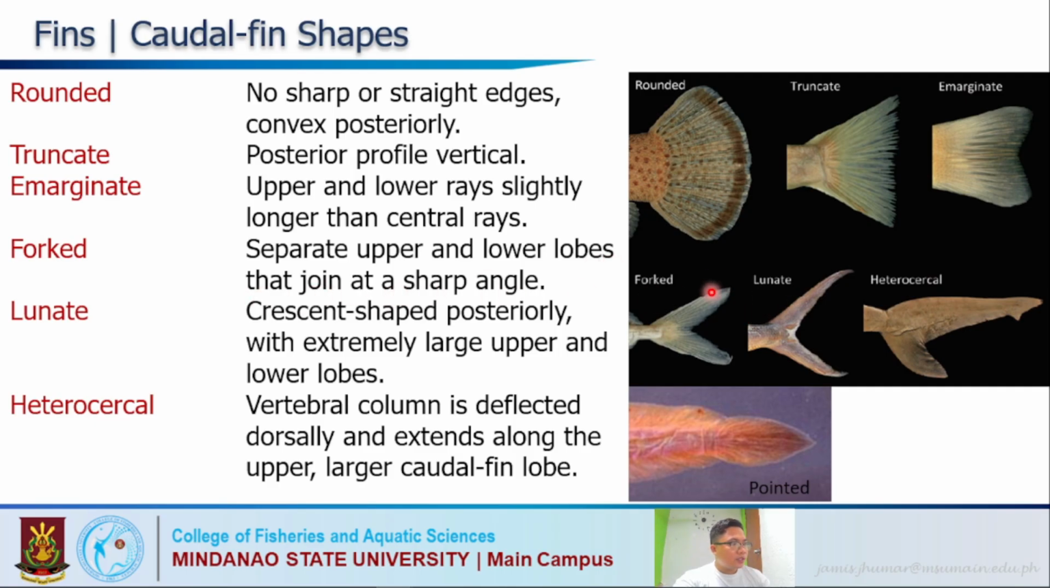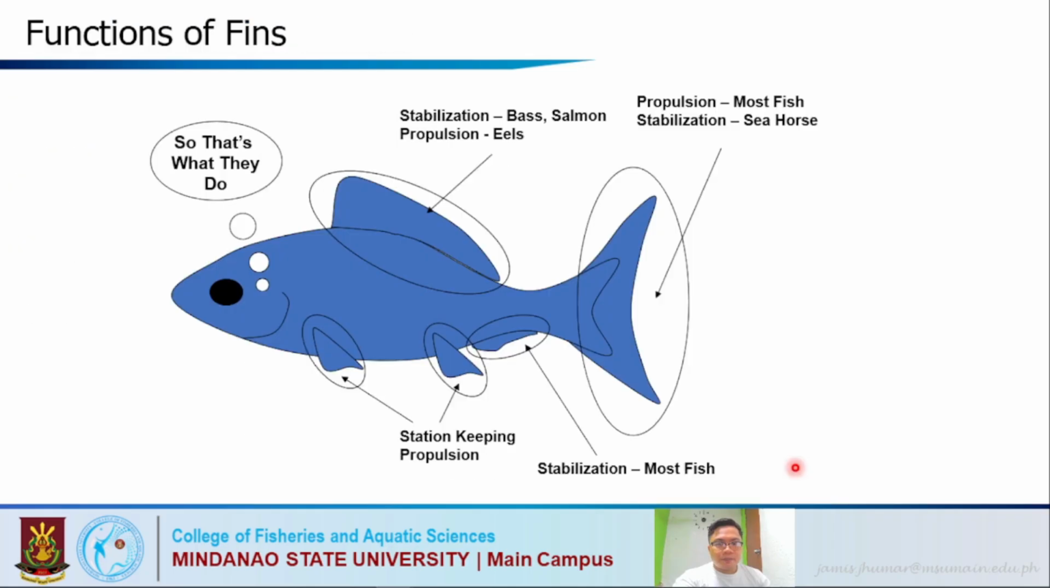So this one is forked, and lunate is a crescent shape posteriorly with extremely large upper and lower lobes. So this is a characteristic of the lunate type of caudal fin. And heterocercal is where the vertebral column is deflected dorsally and extends along the upper and larger caudal fin lobe. And this one is a pointed type of caudal fin, which is characteristic of some eels and bottom-dwelling organisms. And what are the functions of fins?